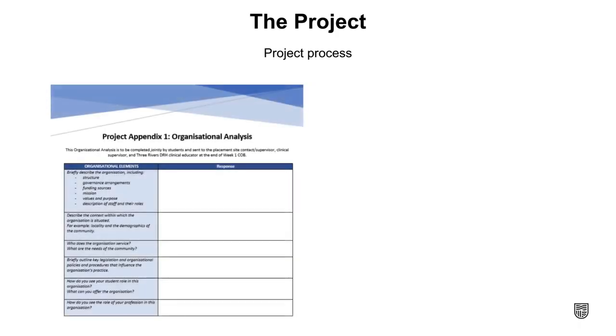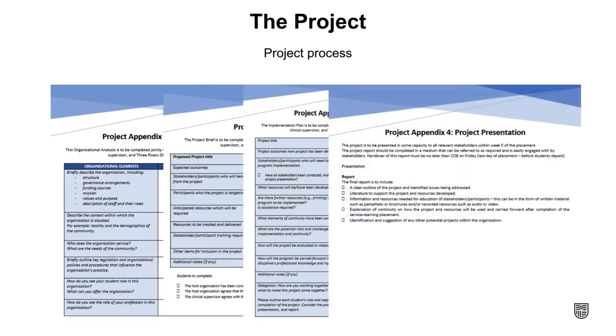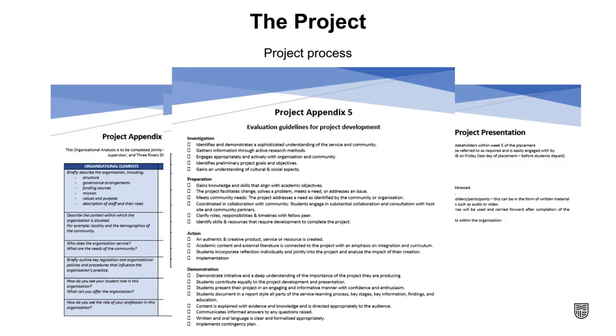Students are guided through the creation of their project through a series of weekly tasks, and Three Rivers provides templates for them to use as guidance. The first week covers the investigation phase. Then they prepare a project brief, the implementation plan, and then they present what they have created to relevant staff and stakeholders. Students must also include all their presentation in a written report for the organisation outlining the project process, findings, resources, recommendations, and contingency plan. Students work on the project within their placement hours and are assessed on their consultation, development, and implementation of the project throughout their whole placement.